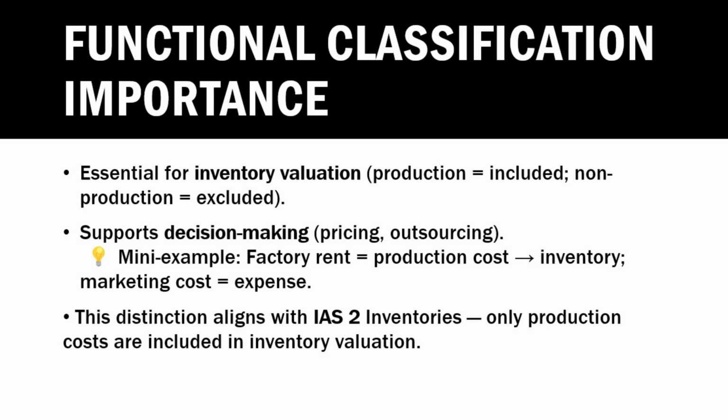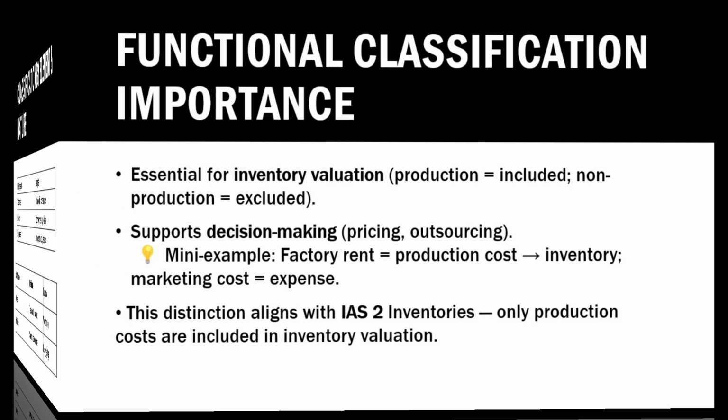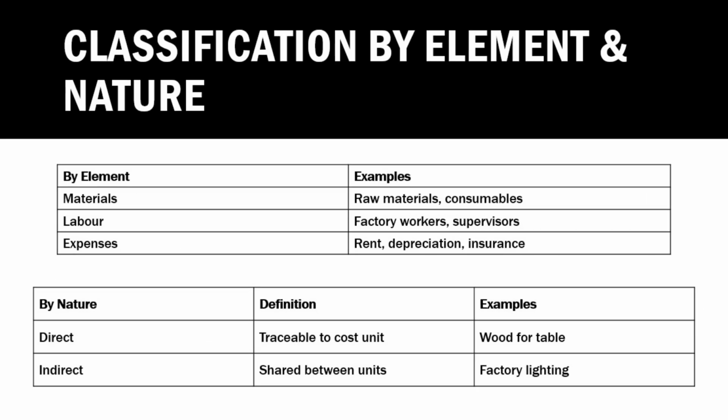Here's a mini example. Factory rent is a production cost. It goes into inventory. Marketing spend is not production. It's expensed immediately. And the final note here links to IAS 2 Inventories. IAS 2 says you can only capitalize costs that are necessary to bring inventory to its present location and condition. That basically means production costs. Selling and admin costs are not allowed to sit in inventory. This is examinable.